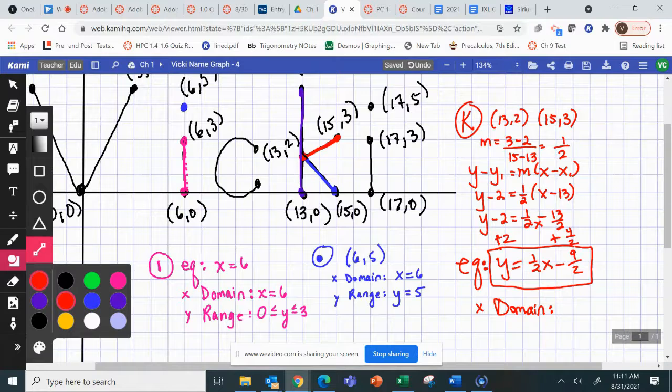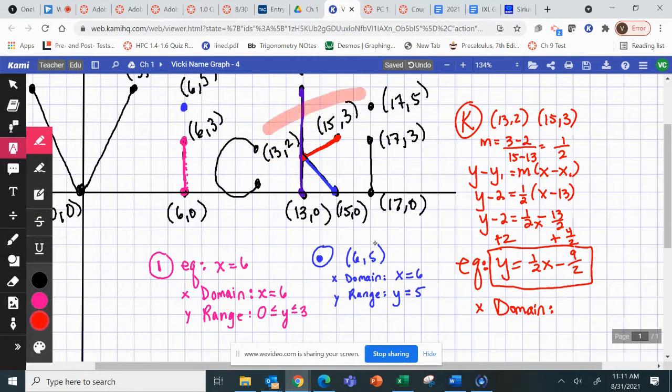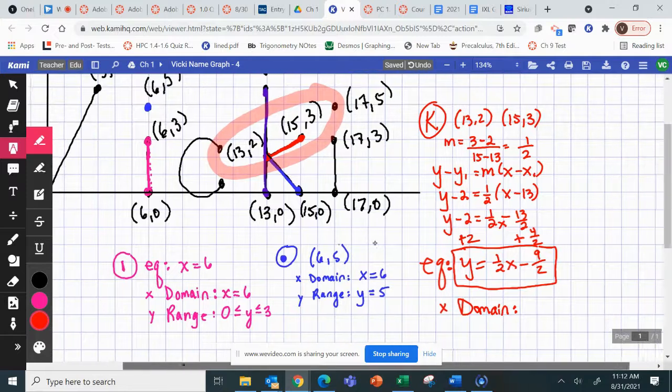So I'm doing the domain, and I'm going to look at the x values. I'm looking over here at the two x's, the lower x and the higher x. My domain is going to go from 13 to 15. There's two numbers. Do you guys see where I'm finding those x values? From the ordered pairs. So my domain is going to go from 13 to 15.